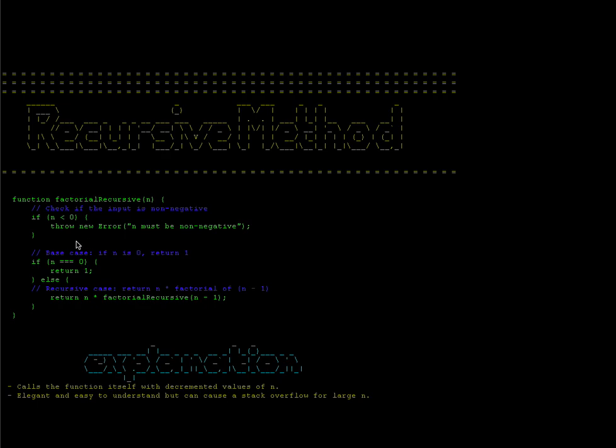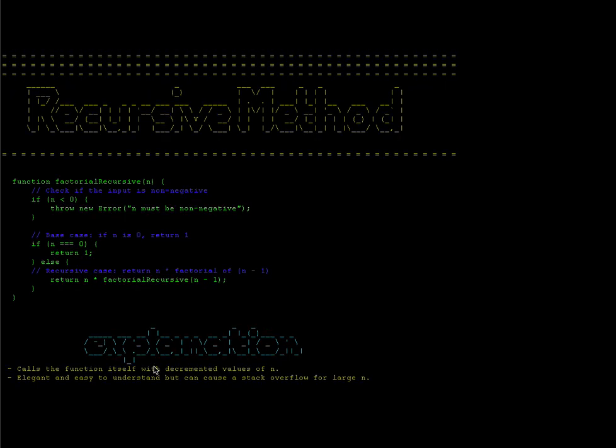Validate for non-negative numbers, return 1 if n equals 0, and in the other case we are going to multiply n by another call to the function, sending the value n minus 1. This is really very elegant and easy to understand, but it can cause a stack overflow for large n values. Be careful with this one.